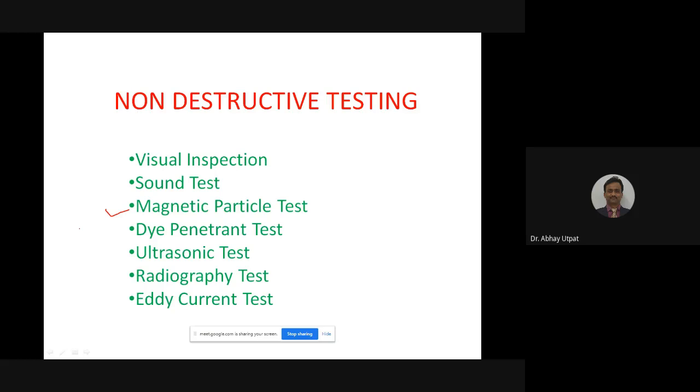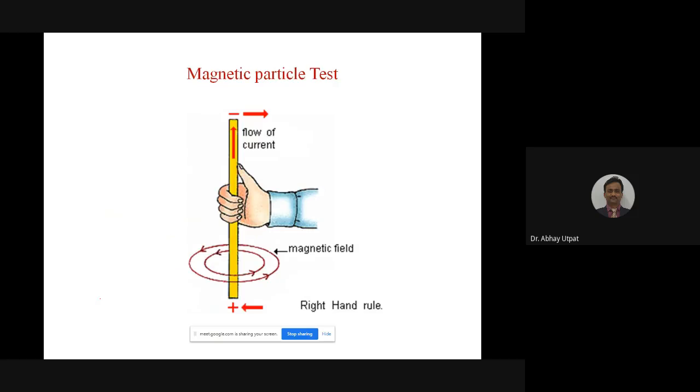Before that, let us just see the names of the tests. Dye penetrant. See, the spelling of dye is D-Y-E, not D-I-E. D-Y-E, dye means color, and D-I-E, die means mold. That dye and this die you don't mix. So, D-Y-E, dye penetrant means color test. Next is ultrasonic test, radiography test, eddy current test. Magnetic particle test. You can take a screenshot.